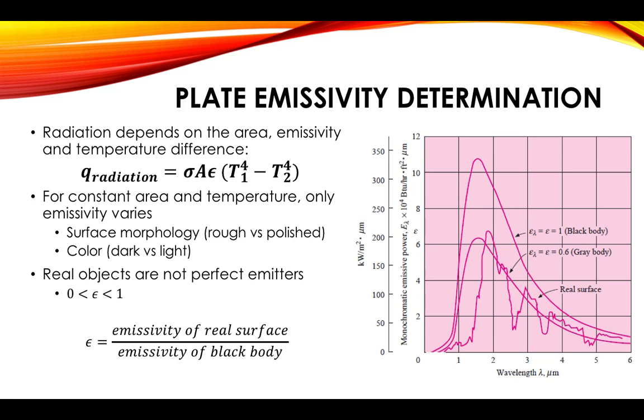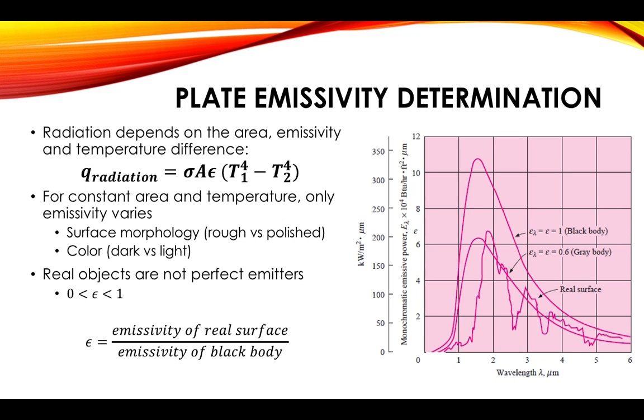As we can see from the graph on the right, a perfectly black body emits all wavelengths completely and perfectly. It emits all the wavelengths that are directed towards it. In the case of a gray body, we can see that emissivity is less than 1, but it still emits most of the radiation depending on how much between 0 and 1 its value is.